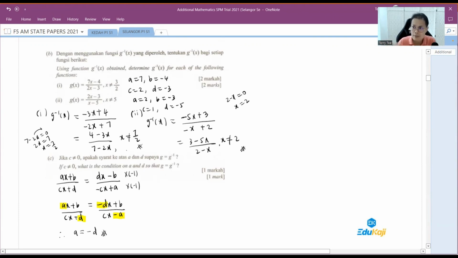In order for the inverse and the function to be the same, your a must be the same as your negative d. Now you can do the other way around. You can say, my d equals negative a. Either way, either a equals negative d or d equals negative a. All right.